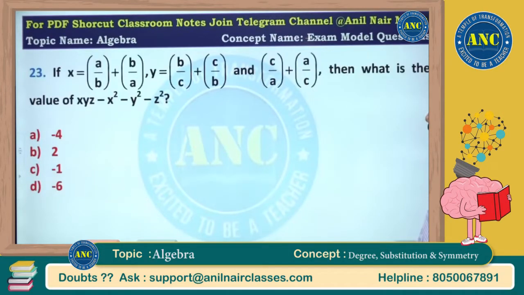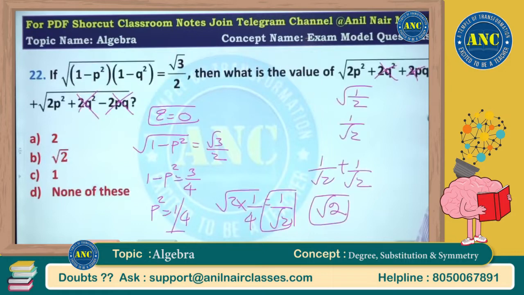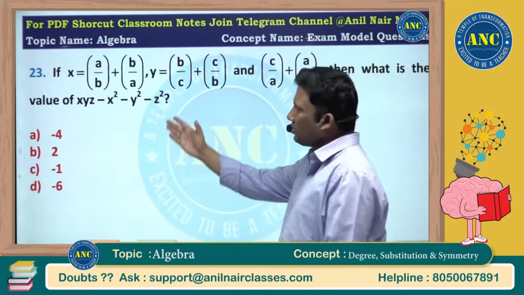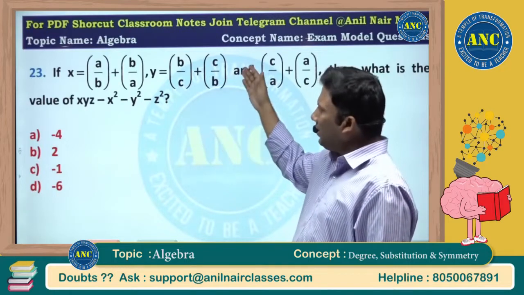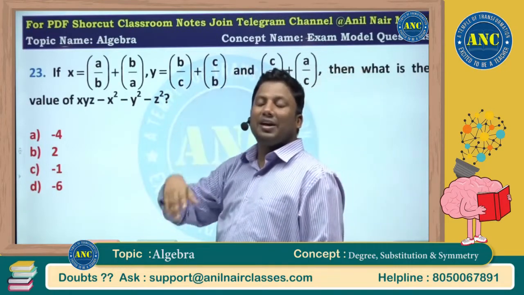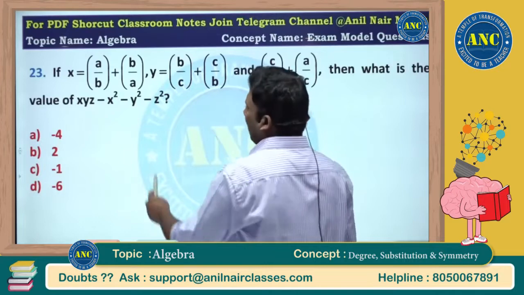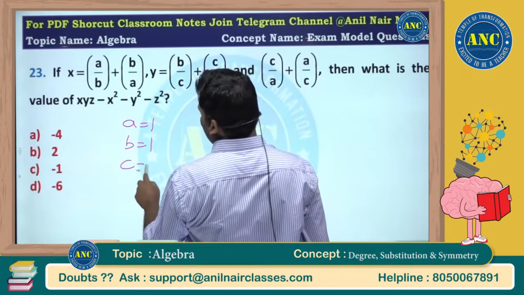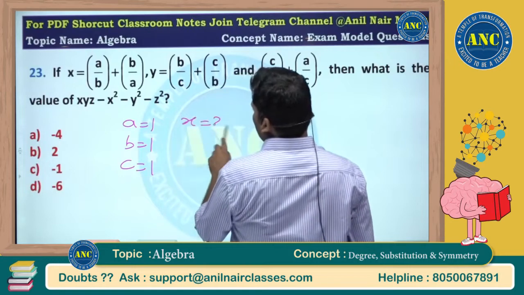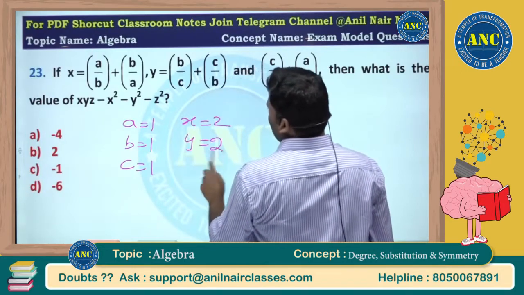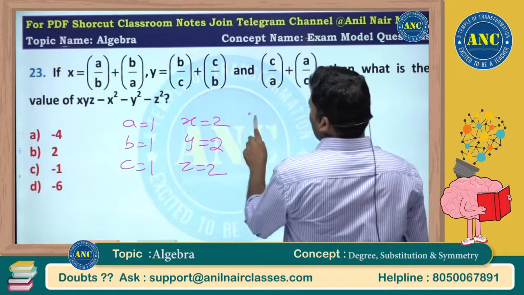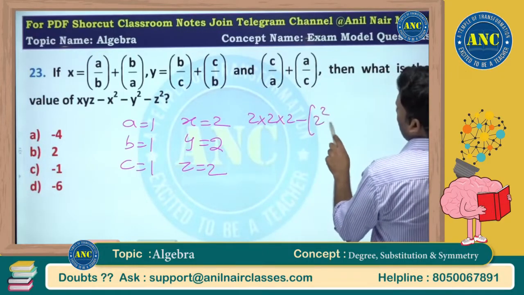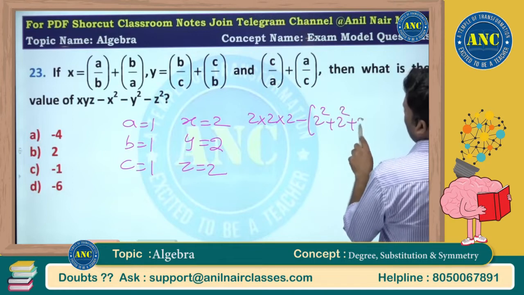Question number 23, 24, these are all very, very easy questions. A by B, B by A, B by C, C by A. Denominator variables are present, so it cannot take 0. So A value 1, B value 1, C value 1. So X will be 2, Y will be 2, and Z will be 2. So 2 into 2 into 2 minus of 2 square plus 2 square plus 2 square.